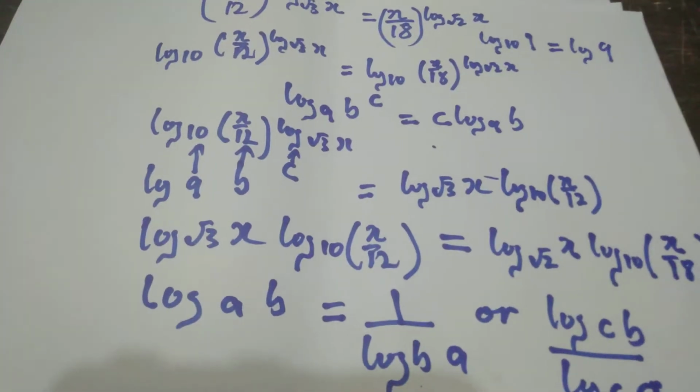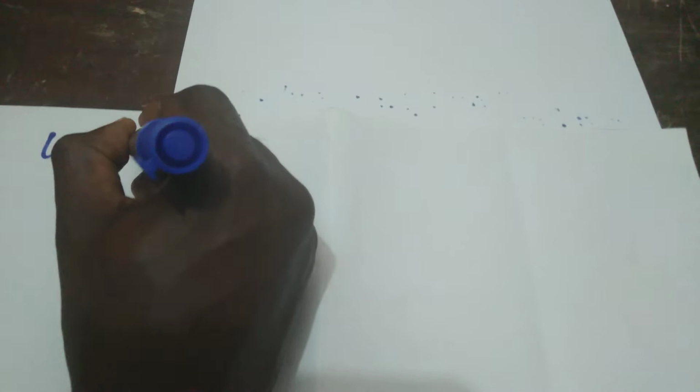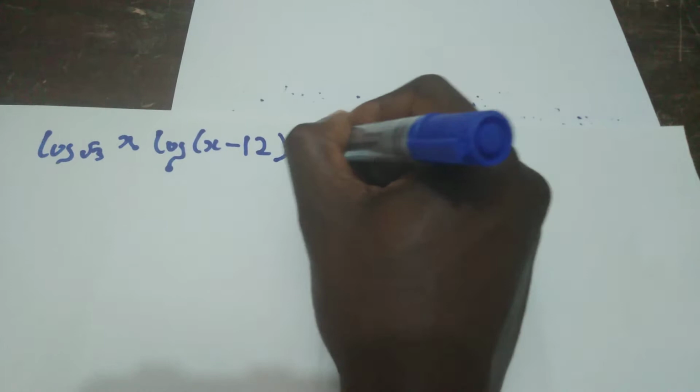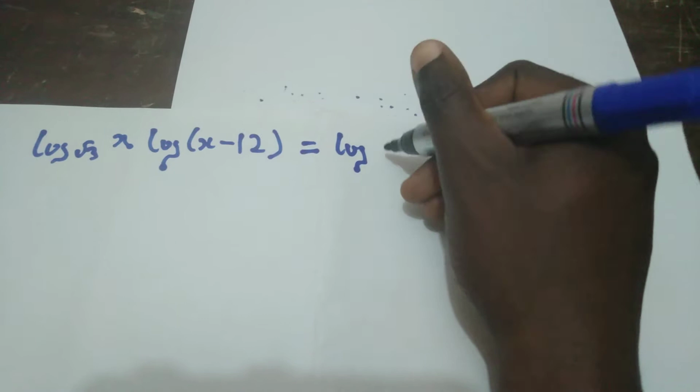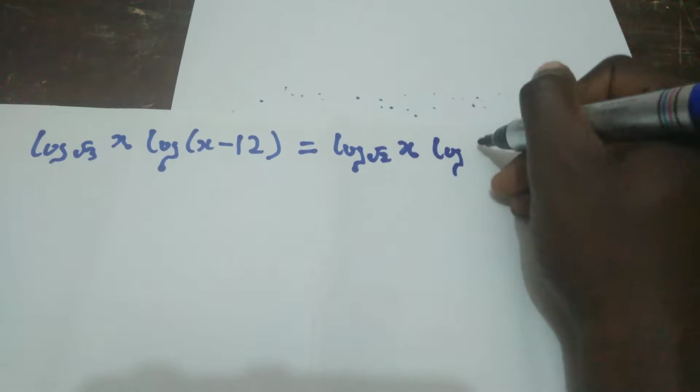Let's say we have log to the base root 3 of x, then log of (x minus 12), is equal to log to the base root 2 of x, and then log of (x minus 18).